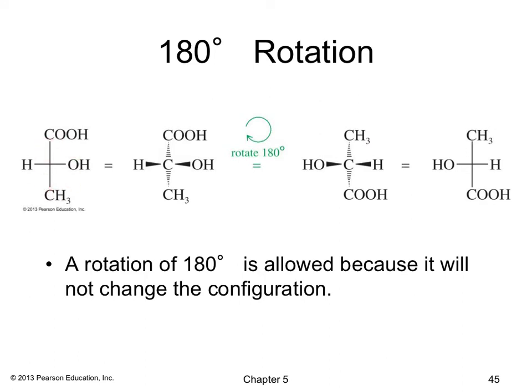Let's look at it here. Here the assignment is 1, 2, 3. Again, it's going in the counterclockwise direction, but the H is coming out of the board, which leads you to do the opposite configuration. Again, this is going to be R.